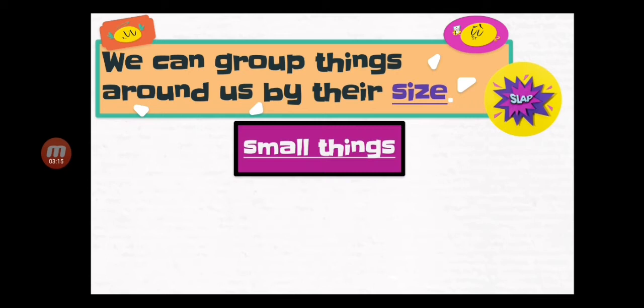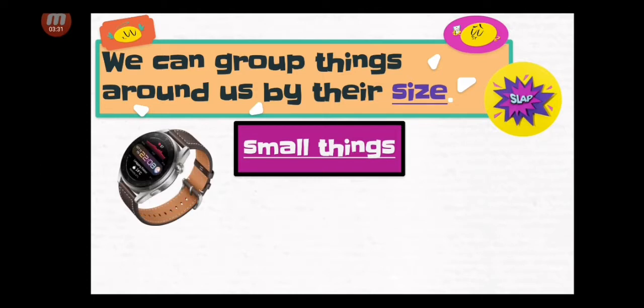Okay, let's proceed to small things. Can you give some examples of a thing that is small? Okay, great. Now I have here some examples. The first example that I have, do you know what that is? Watch. Very good. A watch is an example of a thing that is small.